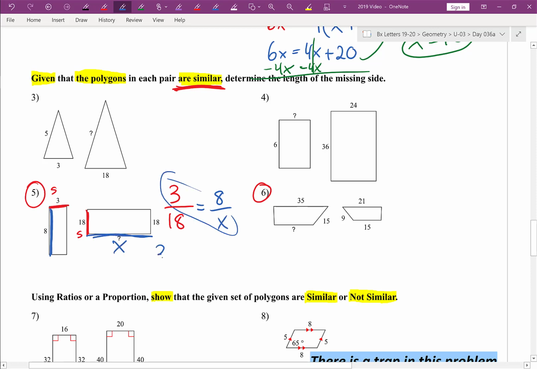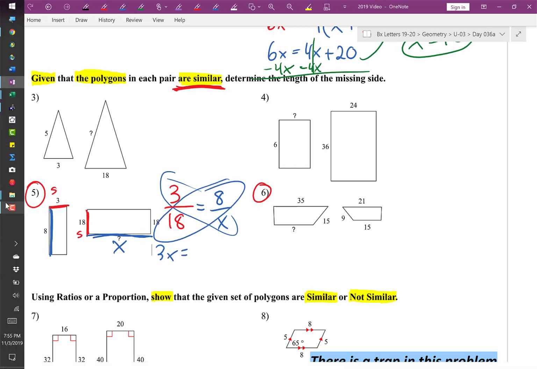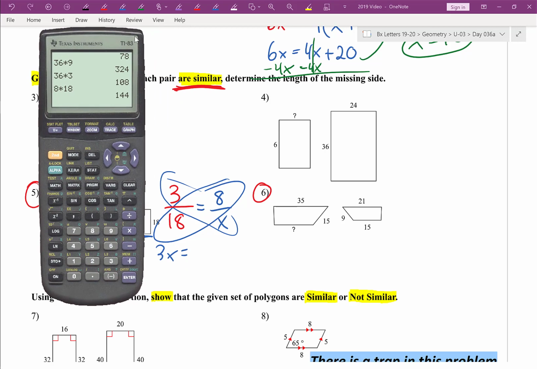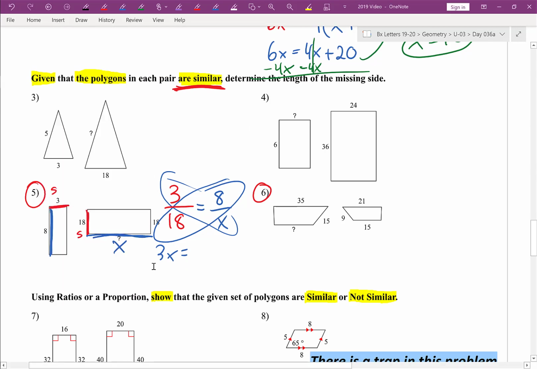Cross multiply, 3x equals, I don't know, 144? I have no idea. 8 times 18, yeah, 144. And then divide by 3. So 144 divided by 3.